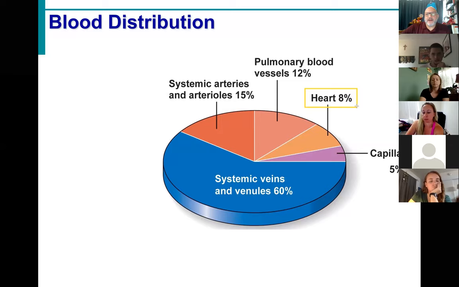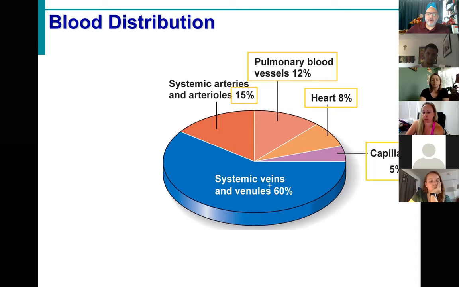Not surprisingly, even though we have the massive number of capillaries, remember, as we talked about, capillaries are so tiny that our red blood cells have to line up one at a time to get through them. Their overall volume is relatively small. Only about 12% of the blood is in the pulmonary circulation going to and from the lungs. So that means about 75% of the blood is passing through our systemic arteries and veins. However, as you notice, the difference in them is dramatically different. Only 15% of the blood is located in our arteries, whereas 60% is in the veins.